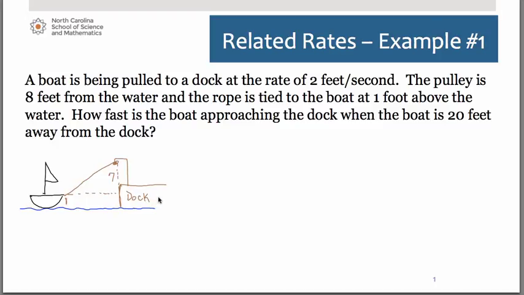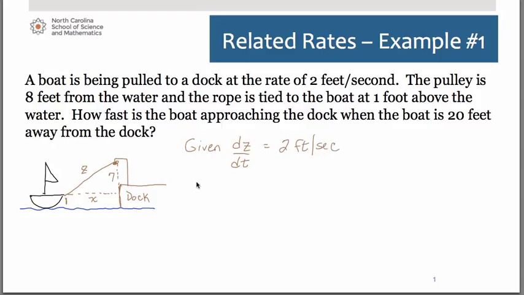Remember, it's the pulley and the rope that is pulling the boat into the dock. So really, if we identify this side over here as Z, and let's call this horizontal distance down here X, that represents how far horizontally the boat is from the dock. We could express the fact that we are given dz/dt is the 2 feet per second.